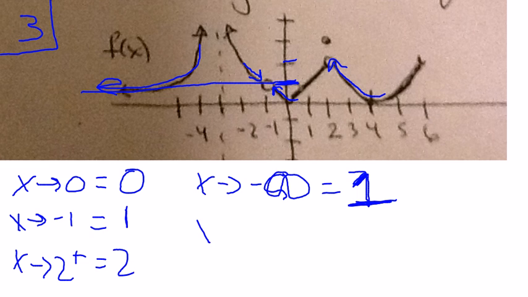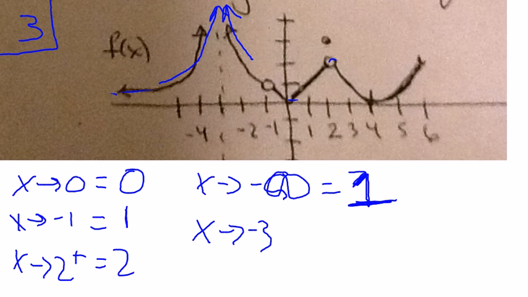E, limit as x goes to -3. So let me clear all this junk off. As we can see, we have a vertical asymptote at -3. And since it didn't tell us -3 positive or negative, so -3 from the right or from the left, we know we're looking for the actual limit, so they have to agree. And as we go to it, we can see that they're both shooting off to infinity, so the limit is going to be infinity. Last question, limit as x goes to 4.